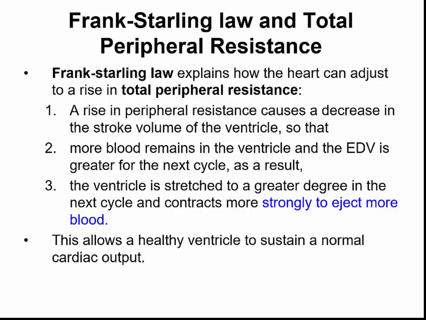So if you have a rise in total peripheral resistance, the ventricle goes to contract to move the blood out, but that contraction doesn't move all that blood that it would normally move out. So then when it relaxes, it has a little bit more blood in it than it would have had if there had not been as much total peripheral resistance. So in number 2, more blood remains in the ventricle, and the end diastolic volume is greater for the next cycle. As a result, that ventricle is going to be stretched to a greater degree in the next cycle, and it contracts more strongly to eject more blood. This allows a healthy ventricle to sustain a normal cardiac output.